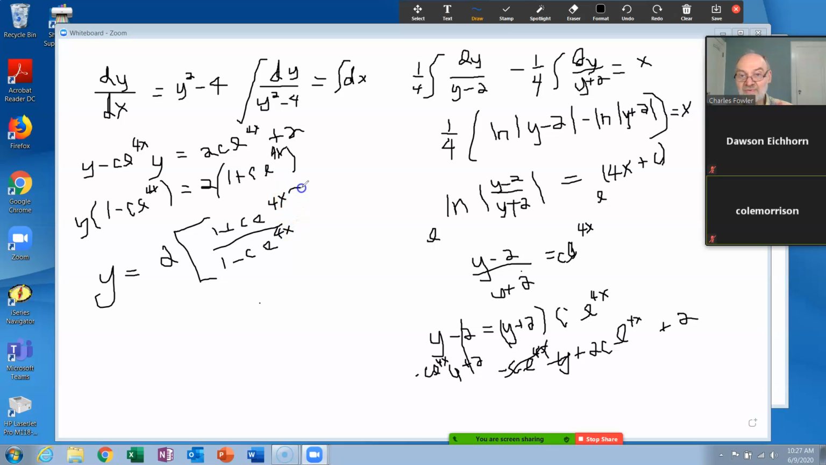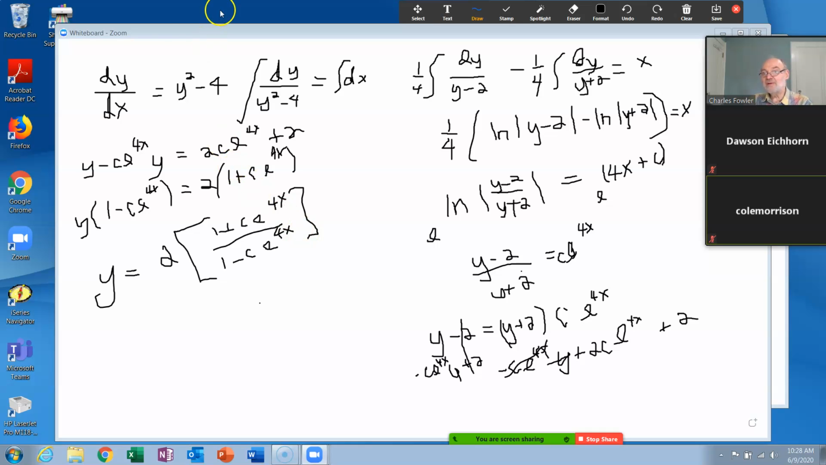I could have put parentheses there rather than brackets, but since I put a bracket on that side. All right, I think that's the answer that I got. Is that the answer that they got in the back in the book? They didn't put the bracket around it. They just said y is equal to 2 times (1 plus ce to the 4x) over (1 minus ce to the 4x). Okay? And that's a perfectly correct and legitimate answer, except we've lost some values here.